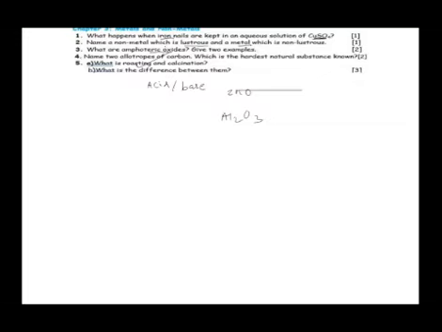What is rusting? Rusting is basically the formation of iron oxide. In the case of rusting, it is in the presence of air. In the case of calcination, it is in the absence of air. This is the difference between them. Now, what happens when zinc reacts with copper sulfate? It will form ZnSO4, then copper.